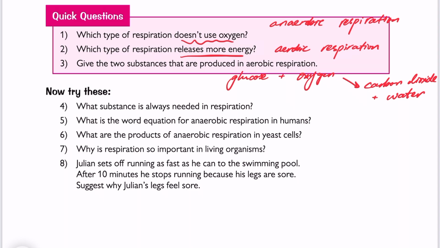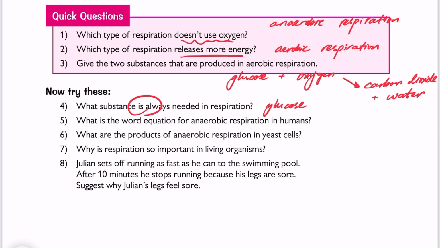Alright, and then let's move on. Question 4, it says, what substance is always needed in respiration? Well, usually we would say glucose and oxygen, but in this case they are focusing on one type of substance, and the answer would be glucose. And then let's move on.